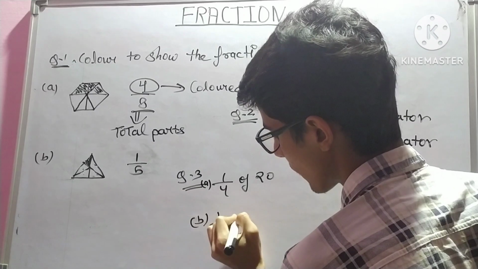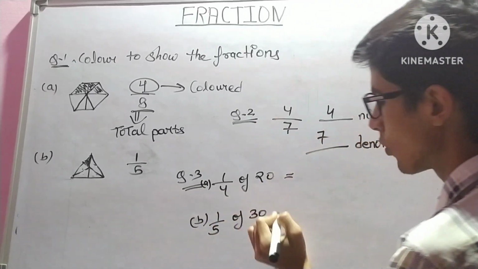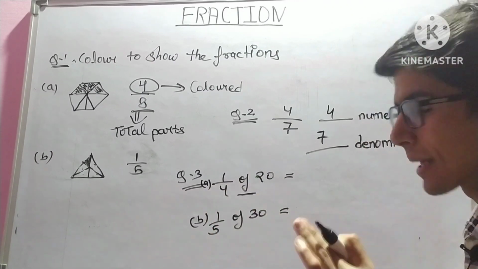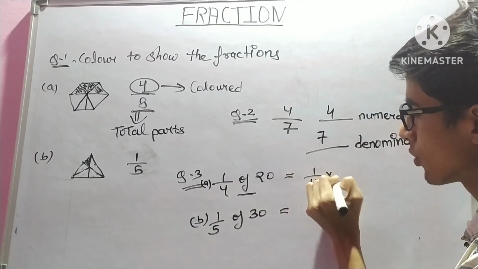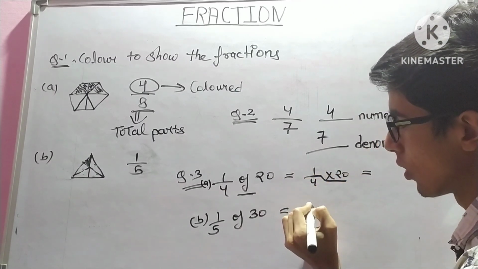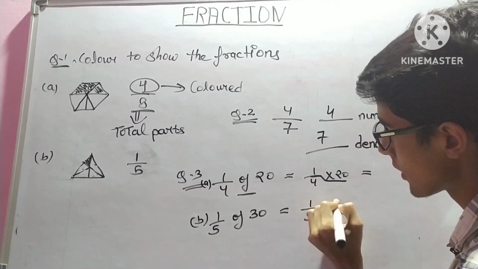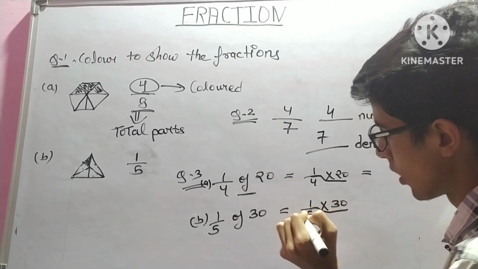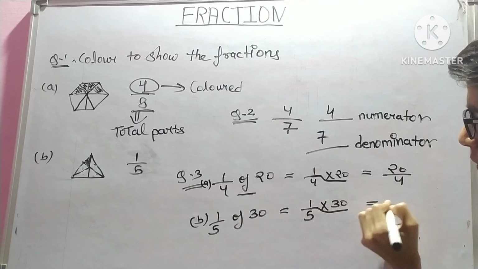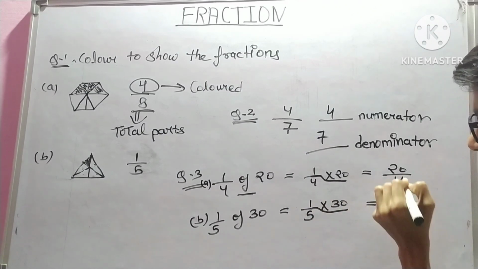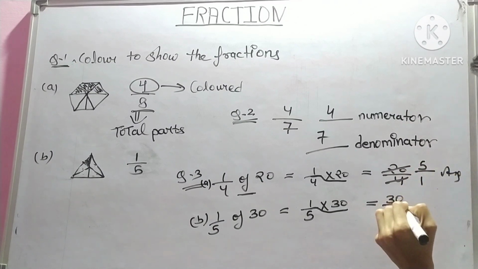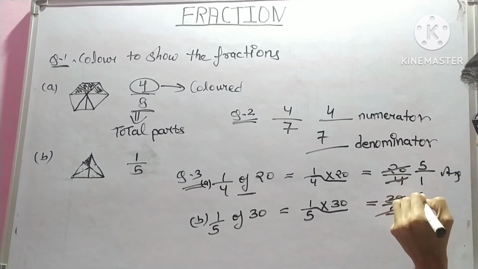1 by 5 of 30. So how can you solve this? In solving this, 'of' always means multiply. 1 by 4 into 20 is equal to, this is also in the upper part. Isn't it, students? This is always in the upper part. 20 into 1, 20 upon 4. 30 into 1, 30 upon 5. 4 ones are 4, 4 fives are 20. Answer. 5 ones are 5, 5 sixes are 30. Answer.